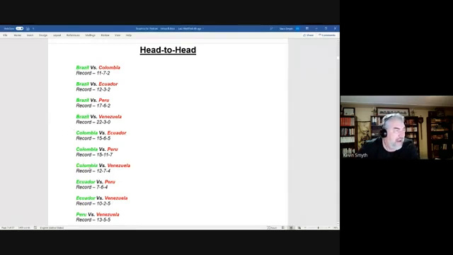Colombia has a winning record over Ecuador, Peru, and Venezuela. We saw they had a losing record over Brazil. Against Ecuador, it's 15 wins, 6 draws, and 5 losses. And the only one I'll mention there is actually their recent 2022 World Cup qualification. Ecuador won that 6-1, thrashing Colombia there.